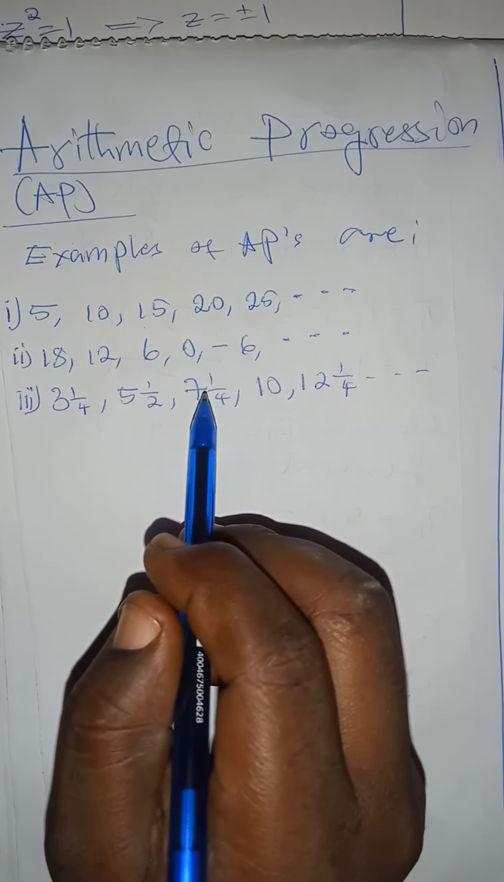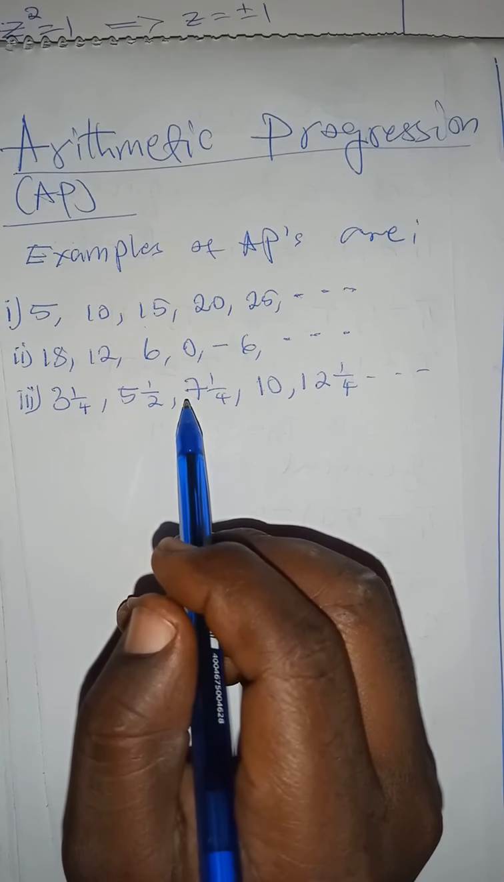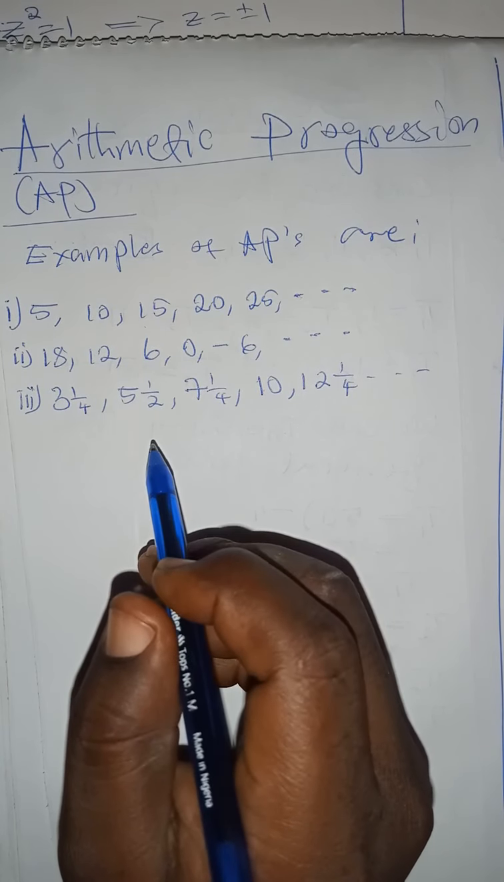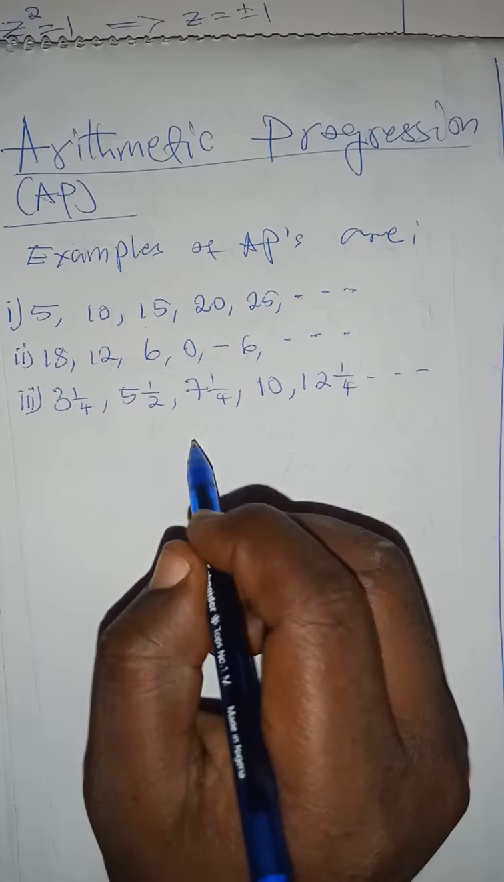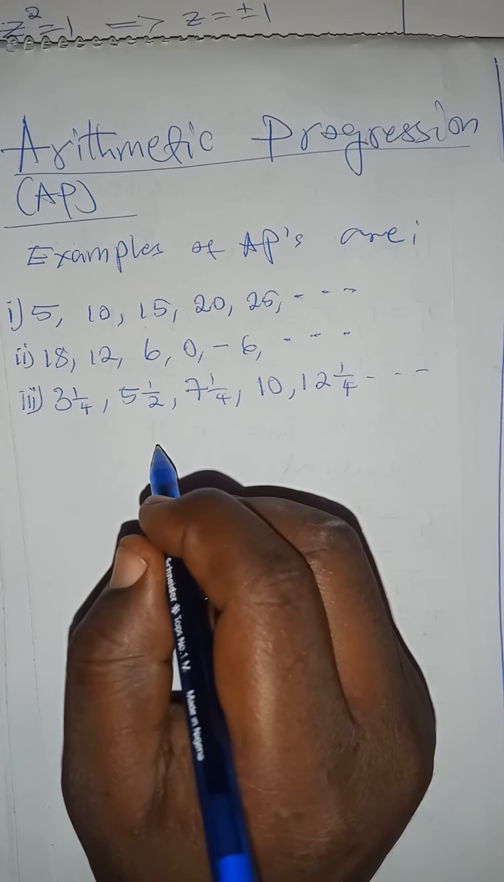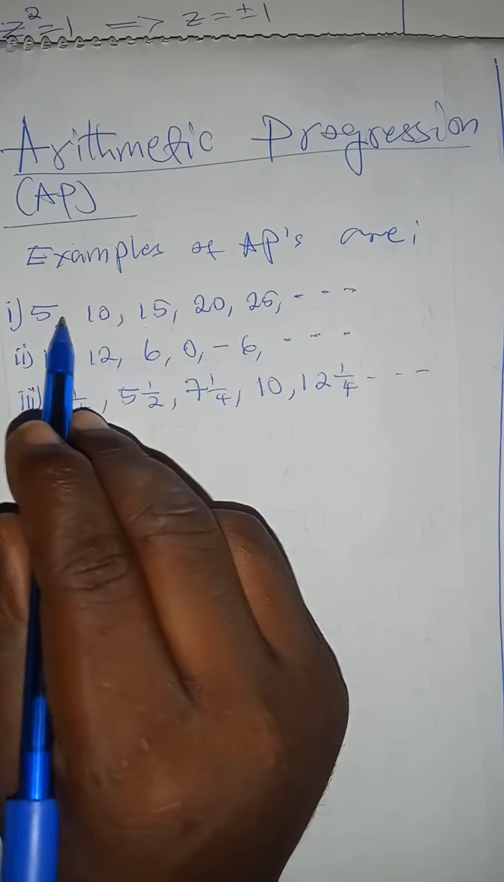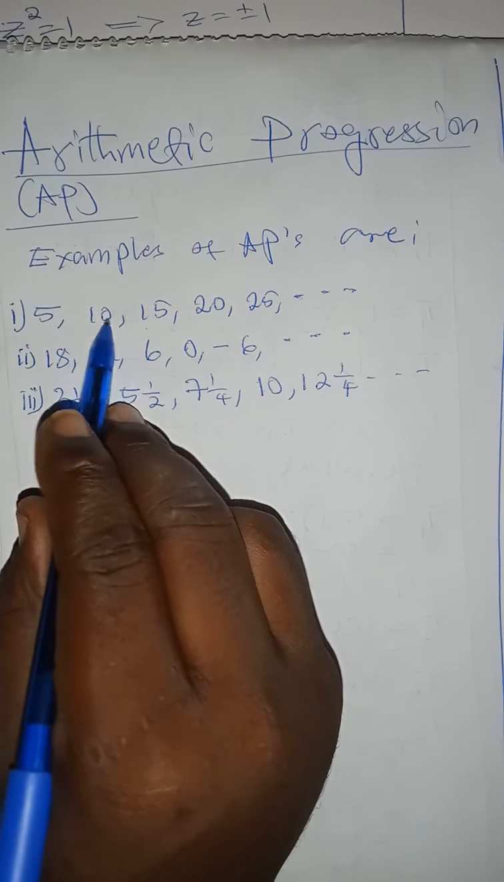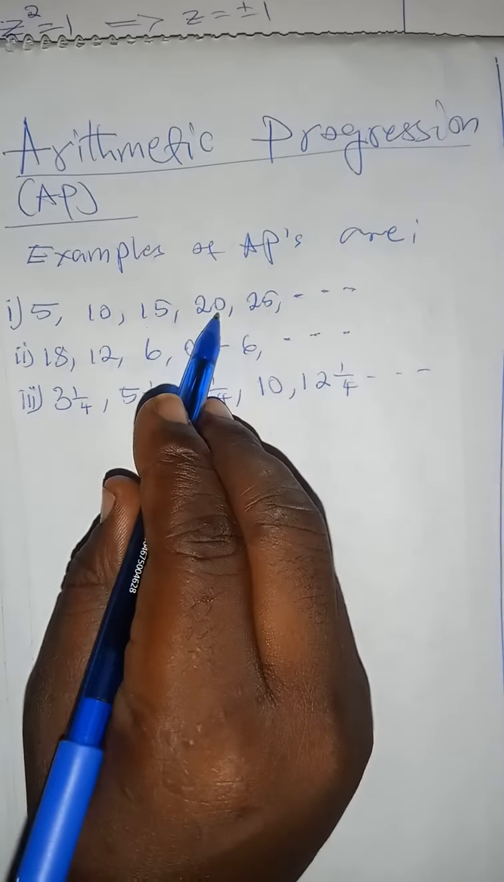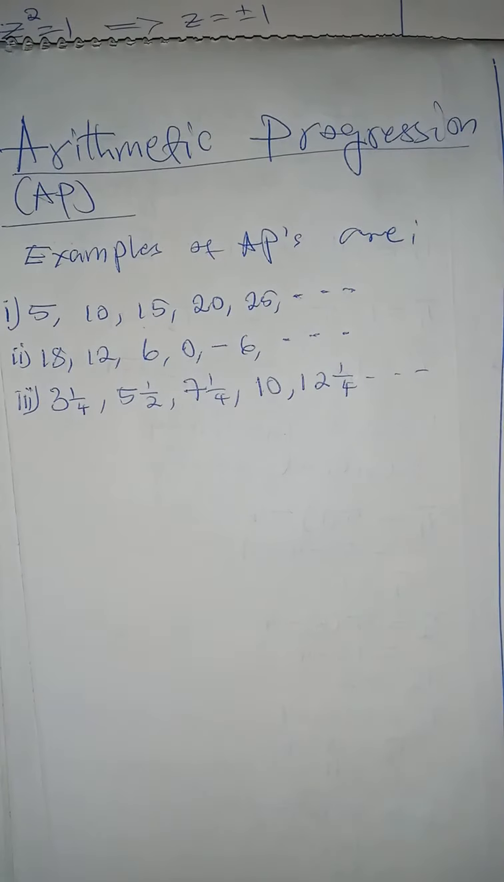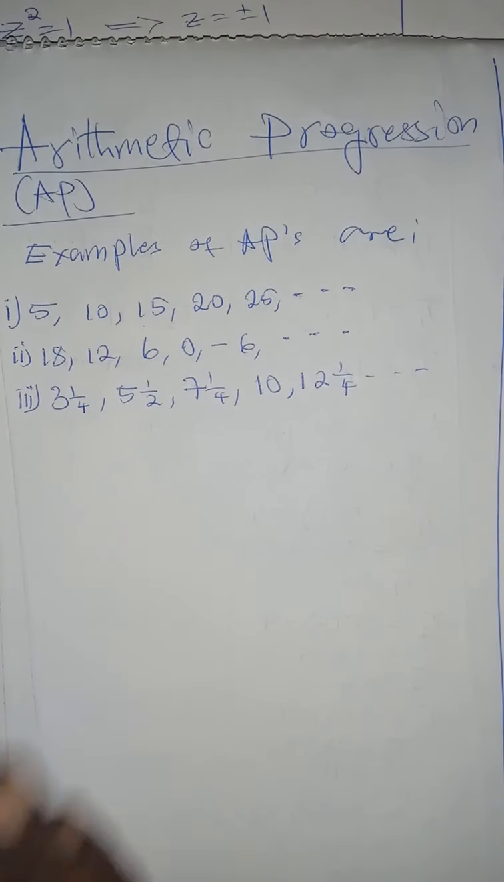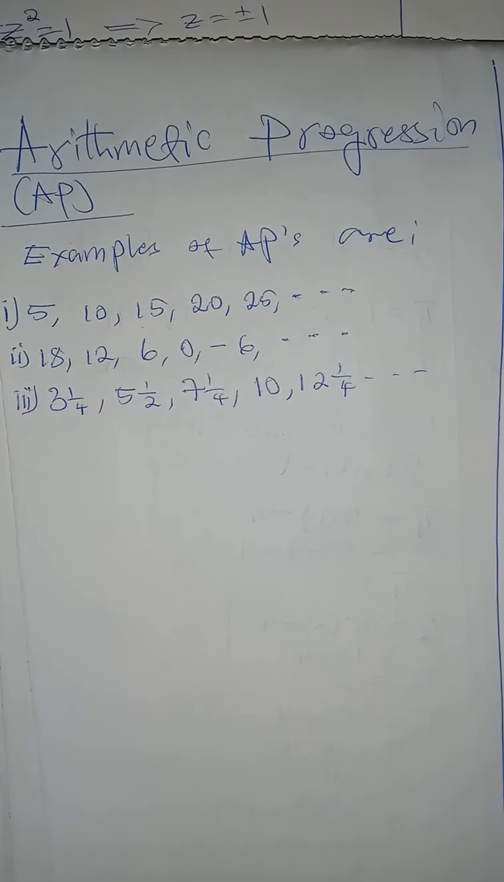So how do we know that it's an AP? This is the key to it all. We know that it's an AP if the difference between two consecutive terms is the same. These two terms are consecutive terms. These ones are consecutive terms. Consecutive terms means the one after the other. So these are consecutive terms in this case.